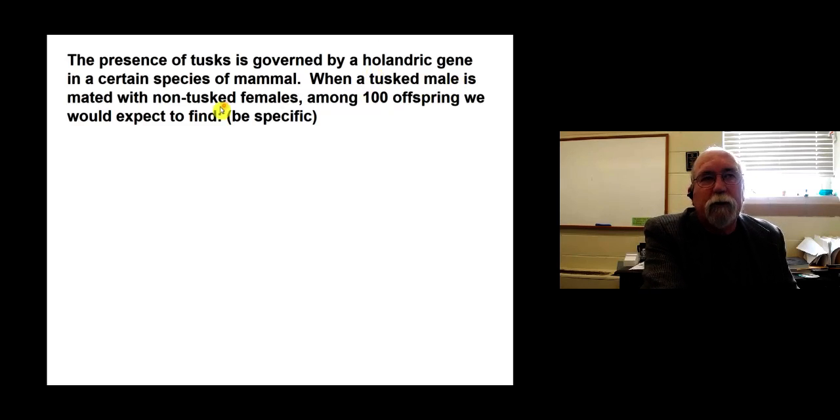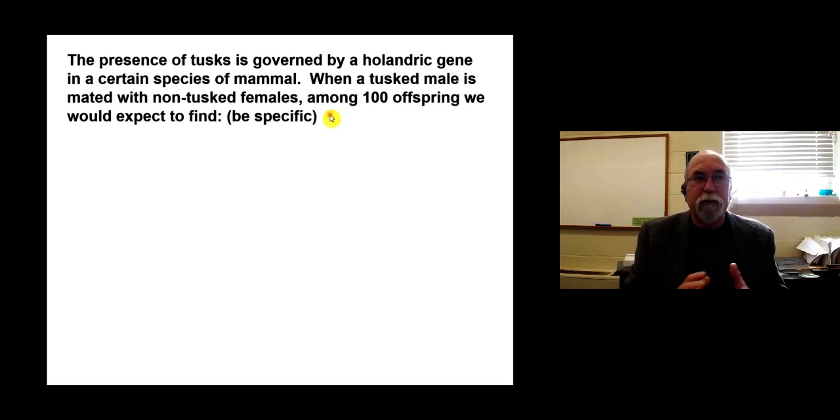So when a tusk male is mated with non-tusk females, among 100 progeny, what would we expect? And 100 is just to make the math easy. It could be 60 or 200 or whatever. Be specific. When you see that, you better start thinking he means something besides just a number. Maybe he wants to know exactly how many Tuscans are going to be male, or how many are going to be tall or something. In this case, it's how many are going to be male or female.